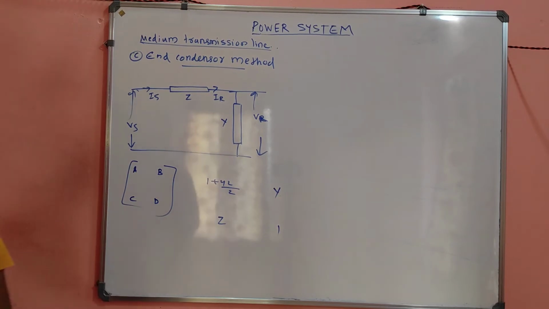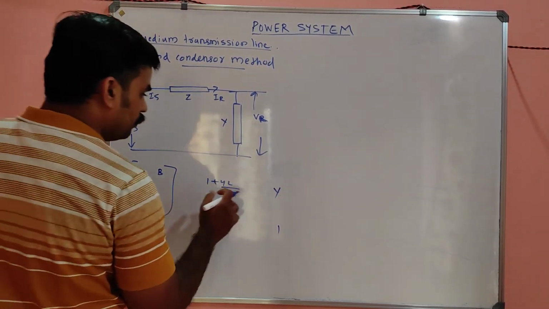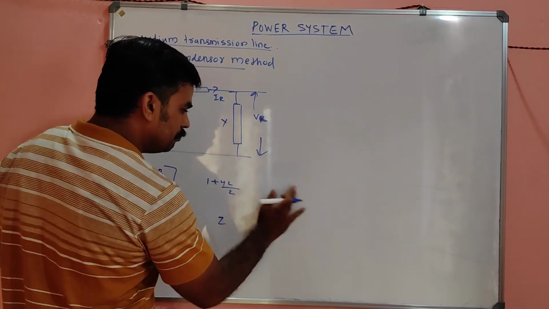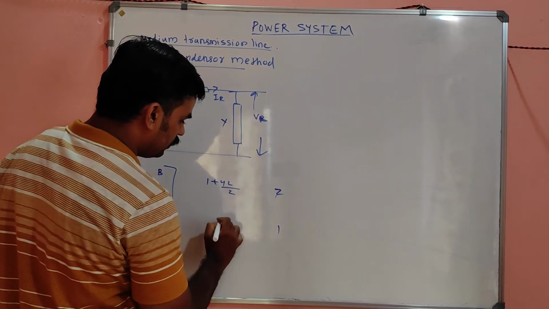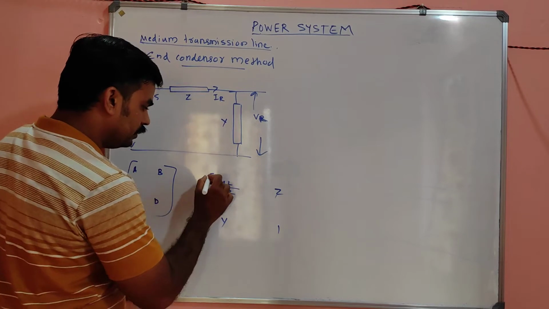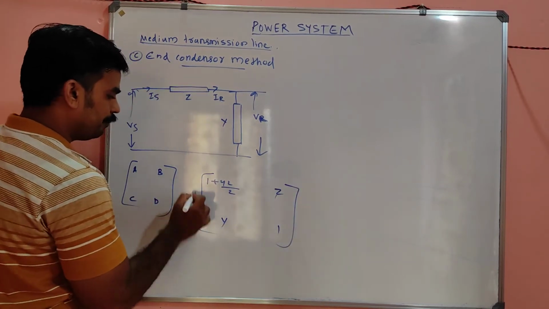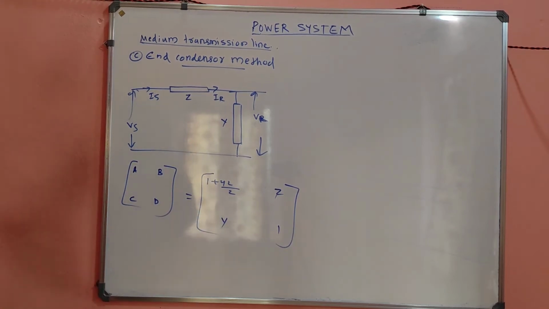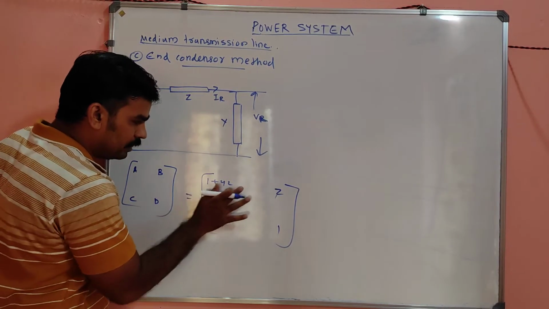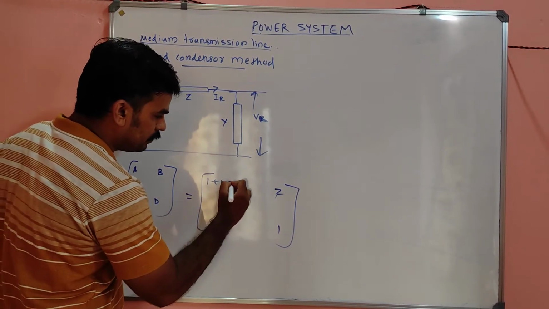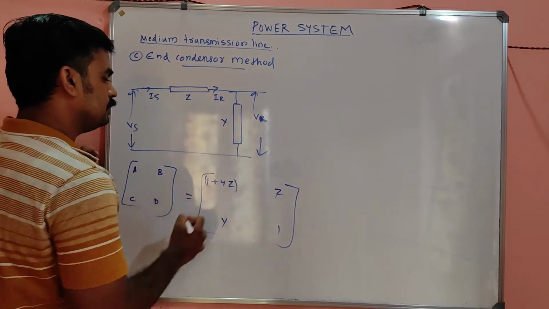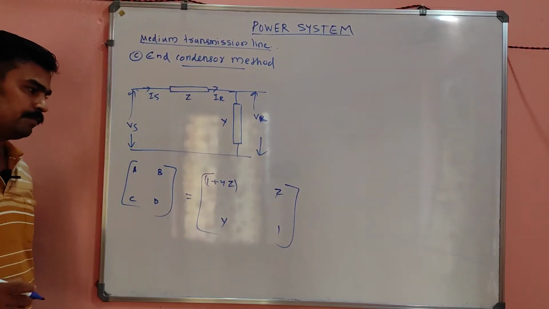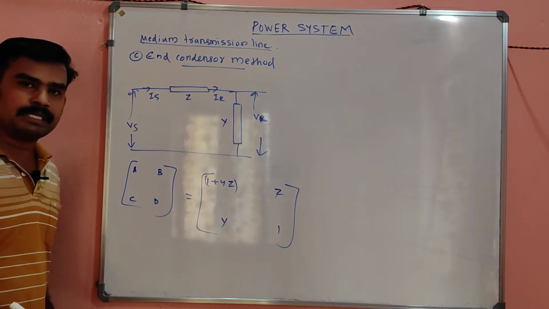A, B, C, D, you can remember like this: 1 plus yz by 2, z, sorry my dear, 1 plus yz only. Okay, 1 plus yz only. So A is 1 plus yz, B is z, C is y, and D is 1. So these are the ABCD parameters.